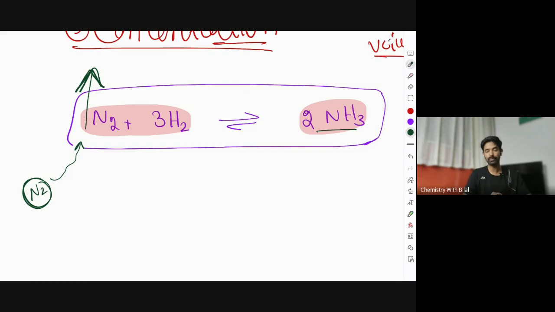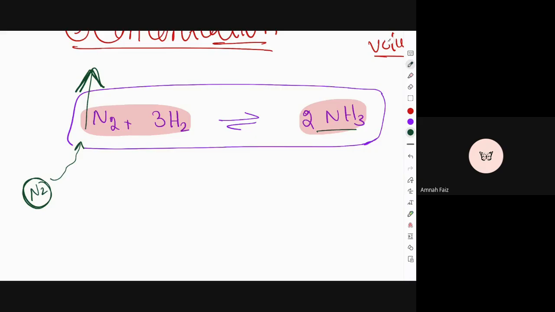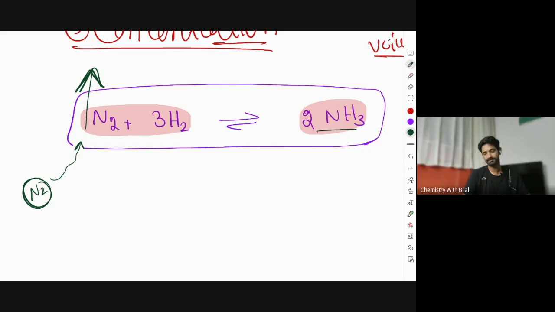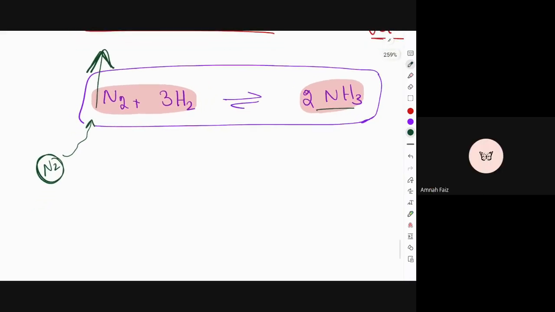So to which side will the equilibrium move and why? Dr. Amna: It will move to the right. Excellent. Why will it go? Well done. To balance it.